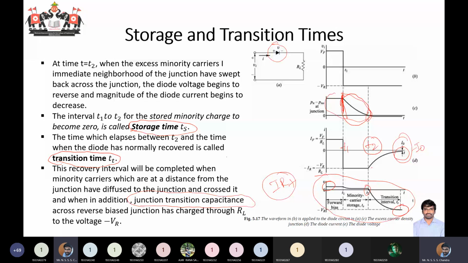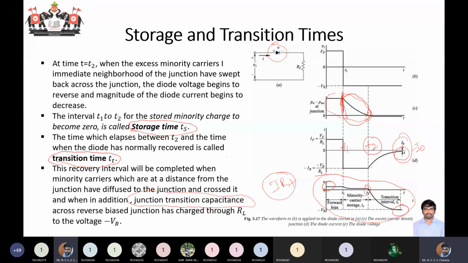So with this, I'll wind up this topic of diode acting as a switch. If you have any doubt in this topic, you can unmute and ask. If not, I'll move on to the next application, which is rectifiers.